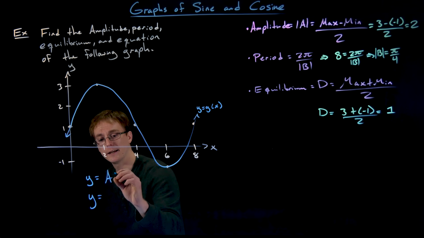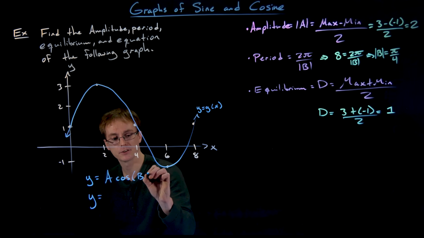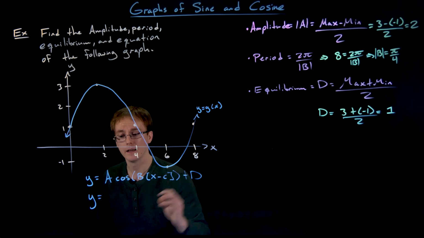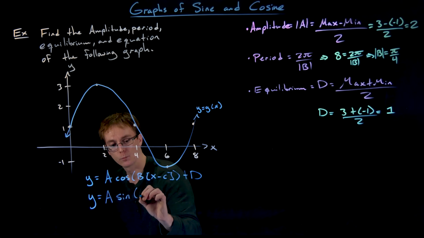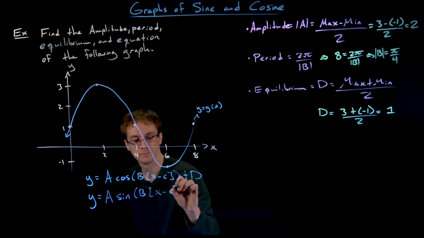So the most general way we could write a transformed cosine function would look like so. And the most general way we could write a transformed sine function would look about the same. Just switch out your cosine with a sine.